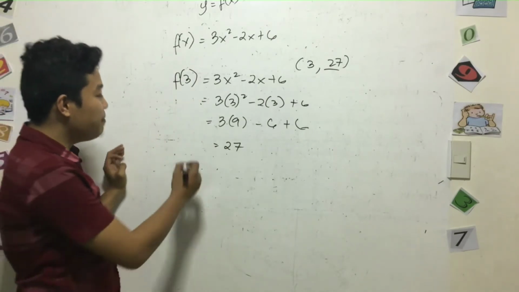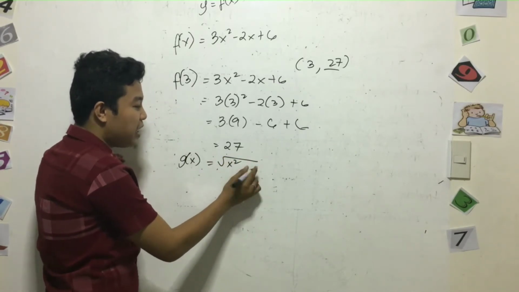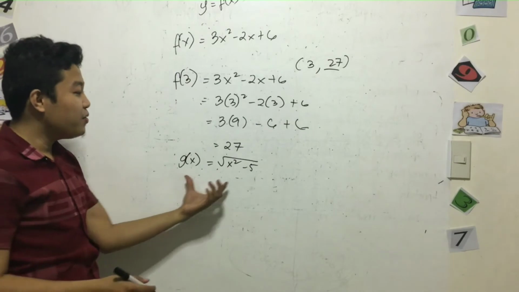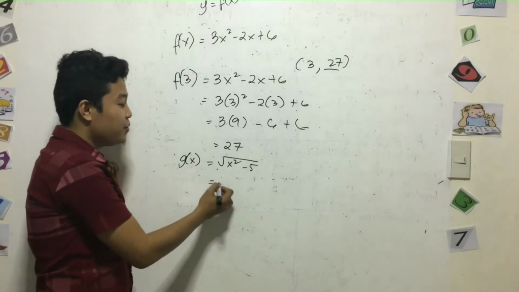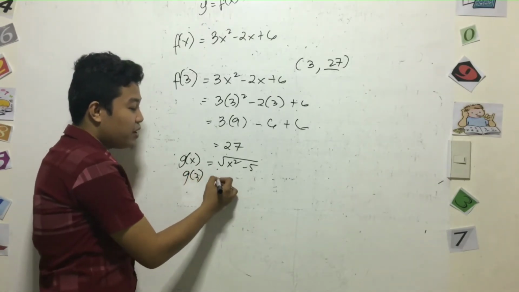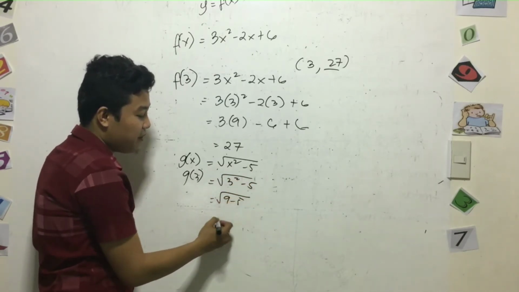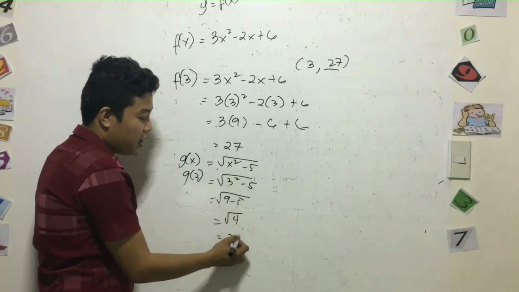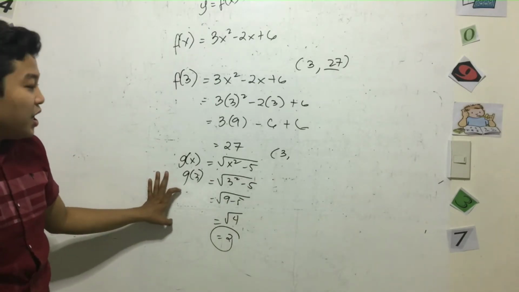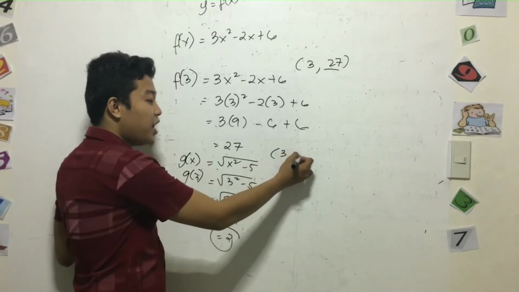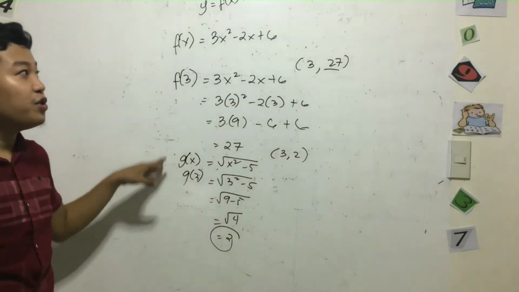So, ganun lang po. Halimbawa, baguhin natin g of x is equal to square root of x squared minus 5, no? So, what is the value if x is equal to 3? We will use the same input, pero in different function na. So, we have g of 3 is equal to square root of 3 squared minus 5. That's square root of 9 minus 5. That's the square root of 4, or the answer is 2. So, the ordered pair produced by evaluating this function with an input of 3 is 3 and 2. See, magkapareho ng input pero magkaiba ng output kasi yung ginamit ng function magkaiba din.